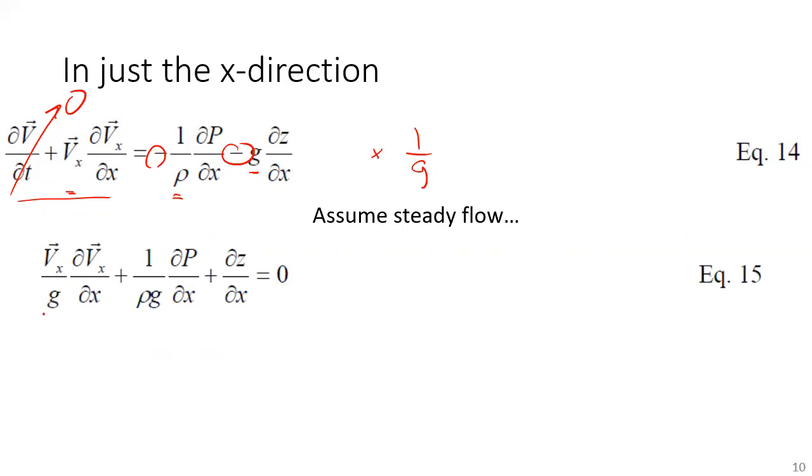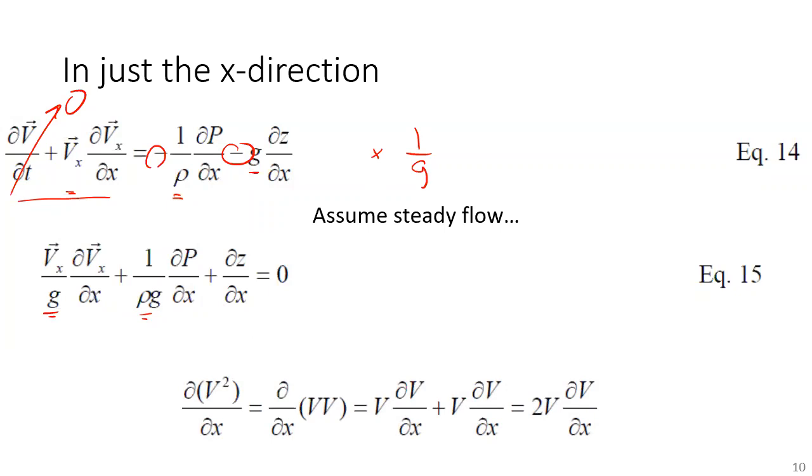And so all of a sudden, Vx over g appeared. 1 over rho became 1 over rho g. And the g in dz/dx is now gone. We're getting really close now.